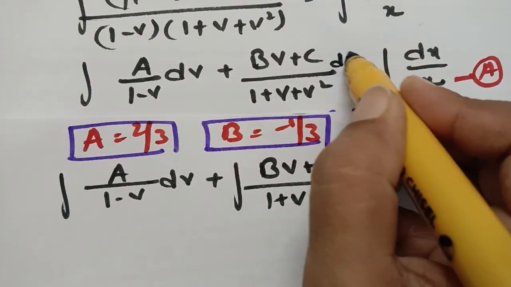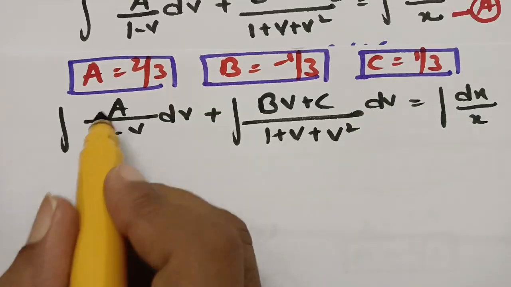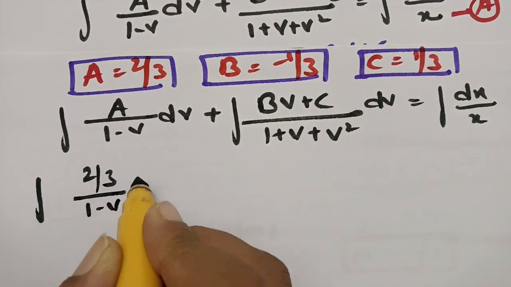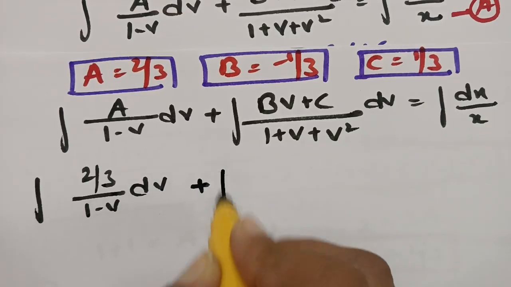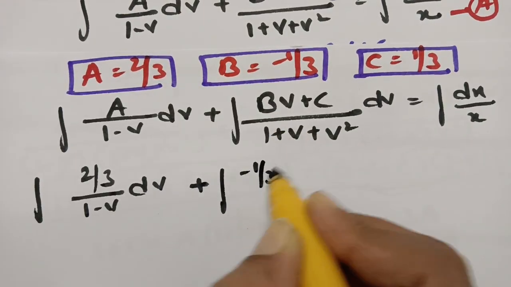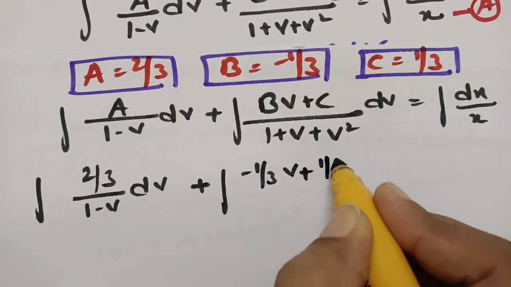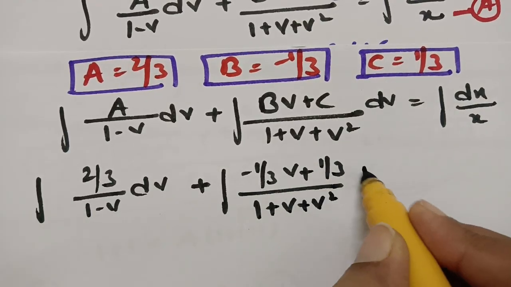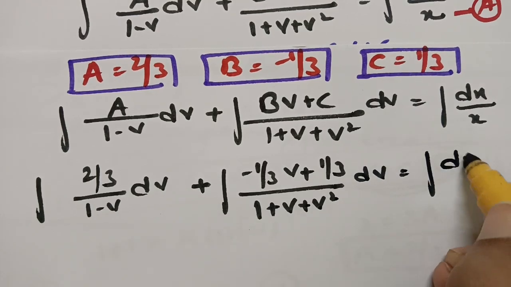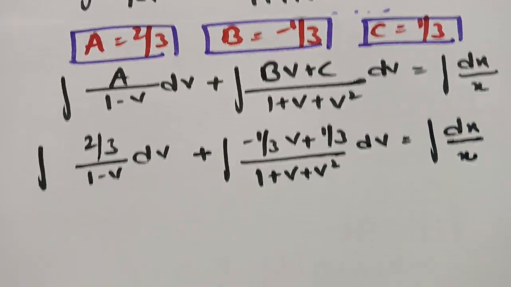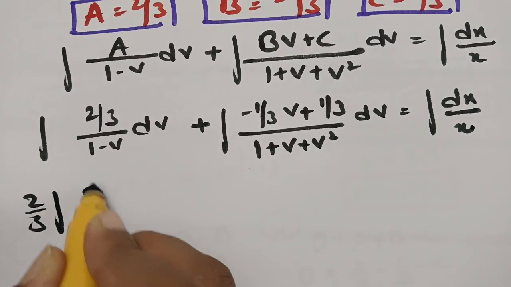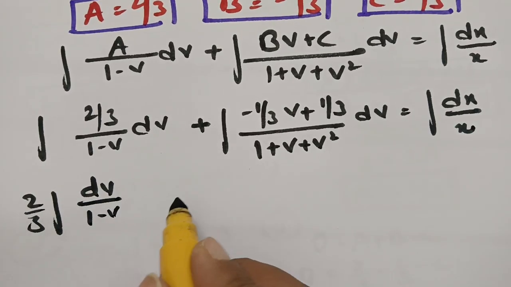And see here, what is A? The value of A is 2 by 3 by (1 minus v) dv. And next, what is the B value? Minus 1 by 3 v, plus 1 by 3, over (1 plus v square) dv, which is equal to dx by x. And this is going to become 2 by 3 times dv by (1 minus v).